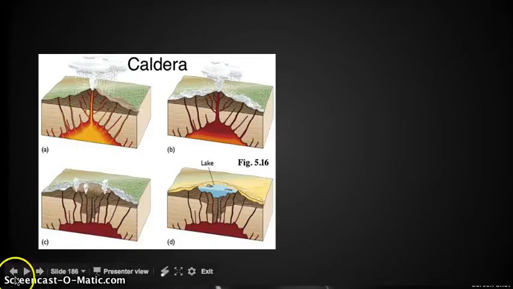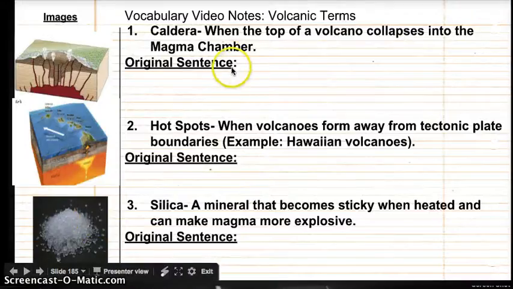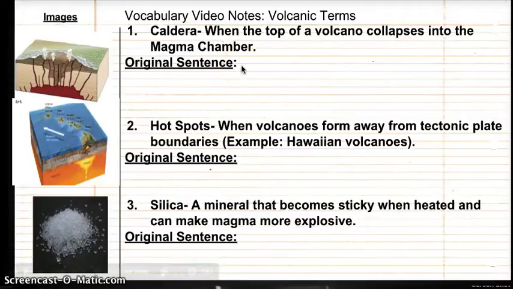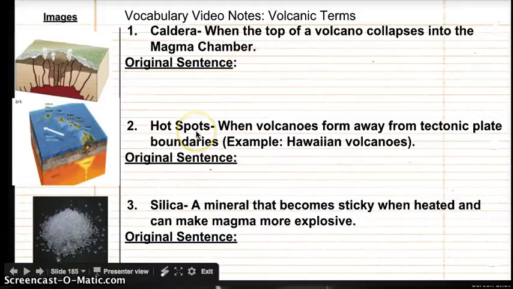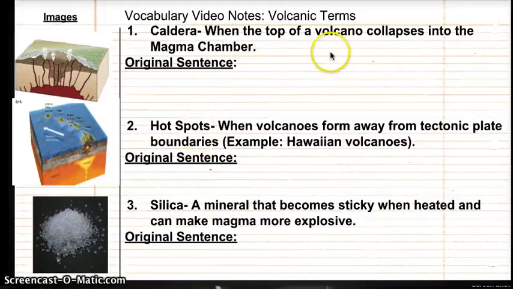All right, let me go back to this right here. All right, go ahead and make your original sentence. I'll help you with the first one. I didn't type it up, but if you're listening, you can just copy the sentence down. You can write, a caldera can lead to hot springs. So again, a caldera can lead to hot springs or geysers.